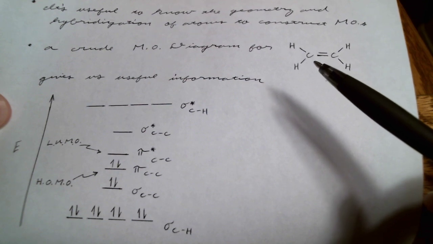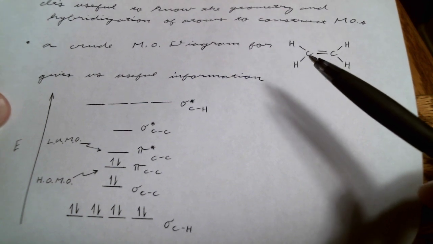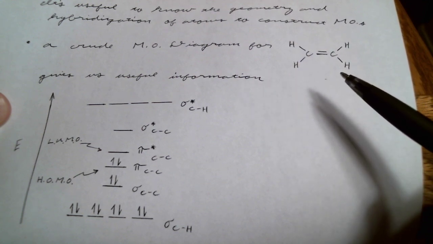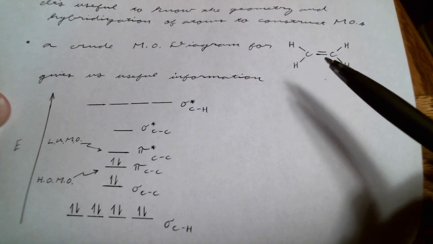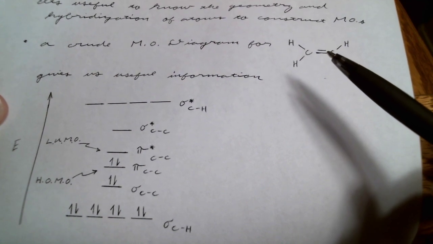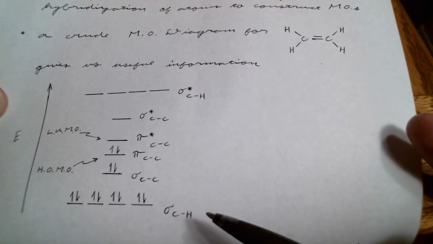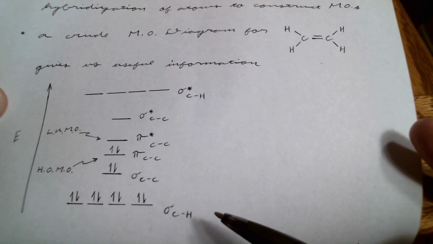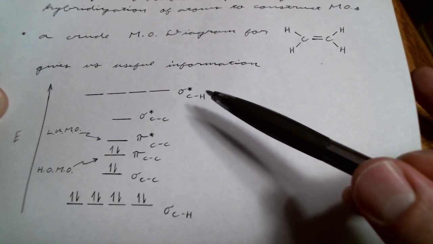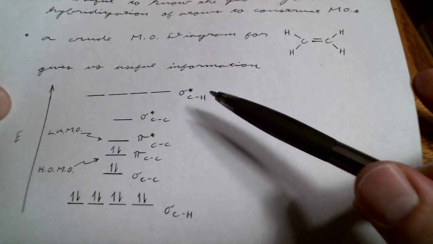We know that the carbon is trigonal planar, so it should be sp2 hybridized. We know that we have a total of 4 carbon-hydrogen bonds. We have a carbon-carbon single-like bond, and we have a carbon-carbon double bond, so a pi component. And so to construct the crude molecular orbital diagram, we know we have 4 bonding sigma carbon-hydrogen molecular orbitals, and so we must have 4 anti-bonding sigma star carbon-hydrogen molecular orbitals.